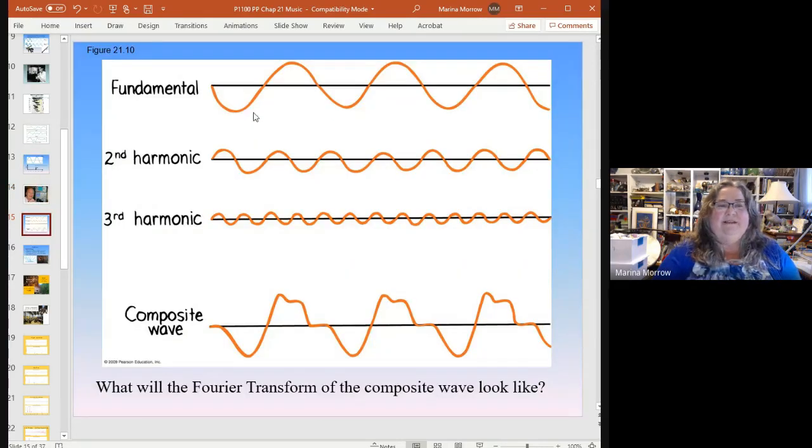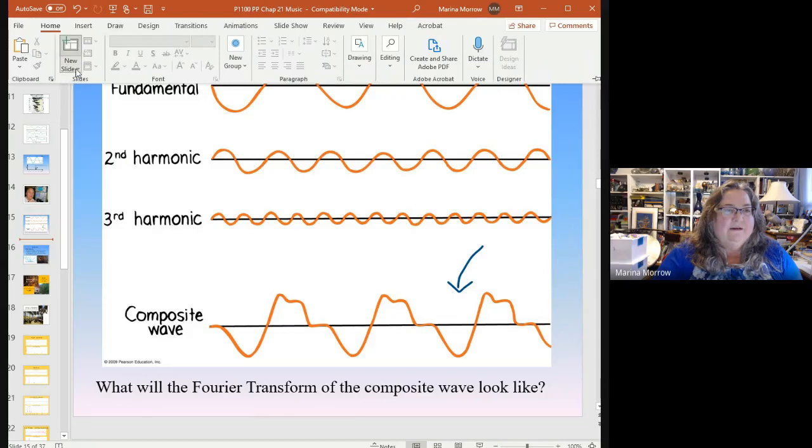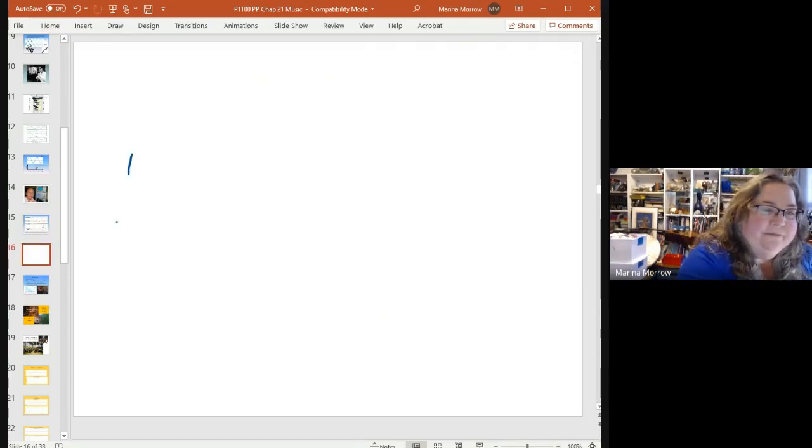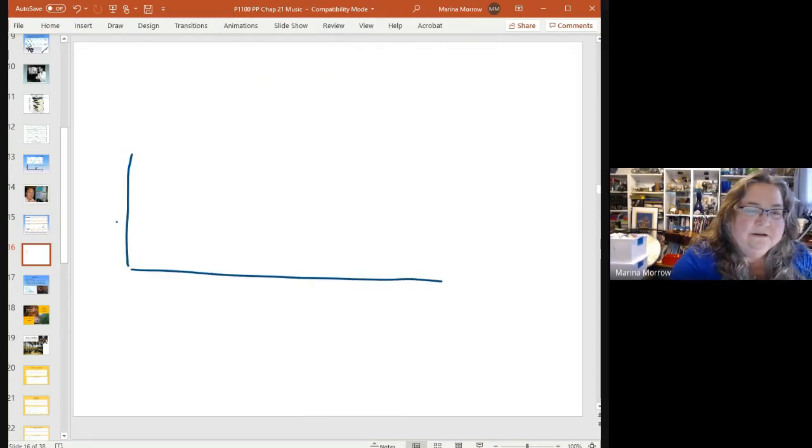So here we see we've got the fundamental playing, but at the same time a second harmonic and a third harmonic. And that makes, when you put those patterns together, this cool pattern here. Now, what will the Fourier transform of this look like? Okay, let me put in a working slide. Okay, let's go back and look at it. The idea is that the Fourier transform has some sort of amplitude measurement, and here will be frequencies.